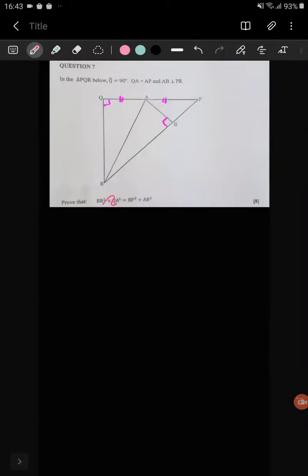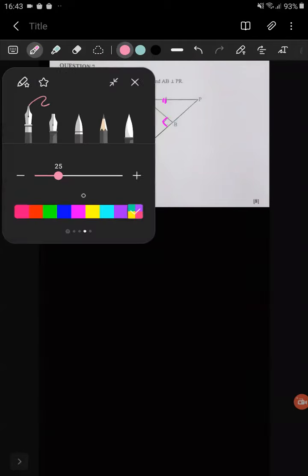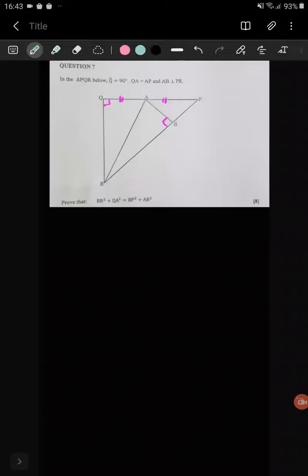They want us to prove that BR squared. So BR is this line over here. I just want to pinpoint these lines individually so that we can see what we can do. So BR is specifically in this triangle over here. And they spoke of QA. QA is specifically in this triangle over there. Huh? QA, no, that's QR. QA is in this triangle over there. But then QA is equal to this as well. So we should just keep that in mind.